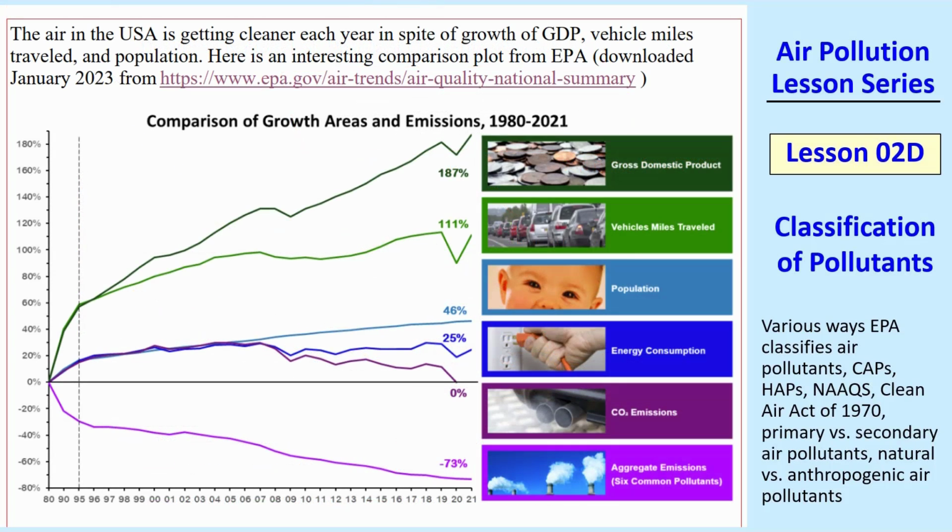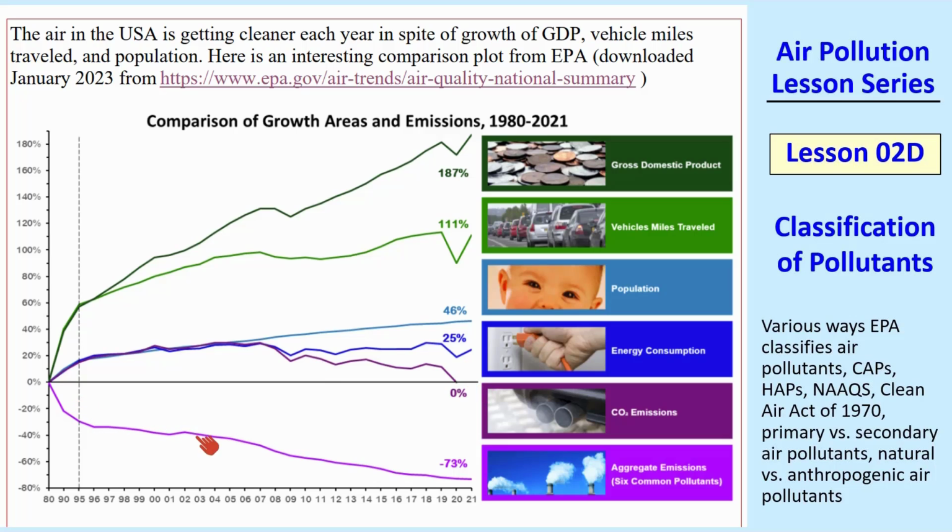Here's another plot I copied from EPA. This compares emissions to several other benchmarks, such as gross domestic product, which from 1980 has gone up almost 200%. Vehicle miles traveled has gone up about 100%, and population has increased 46%. Meanwhile, our energy consumption has grown only 25% since 1980 and has stayed fairly flat since about 2010. Carbon dioxide emissions peaked here in about 2007, but have gone down steadily since then.